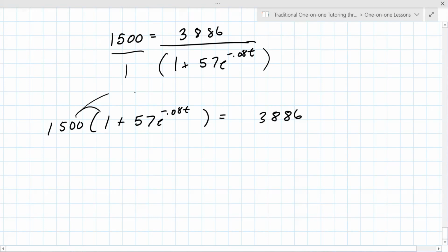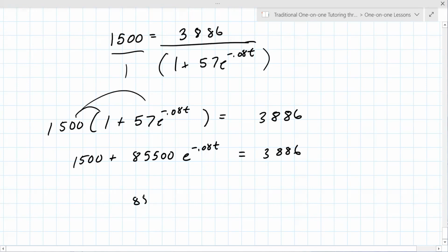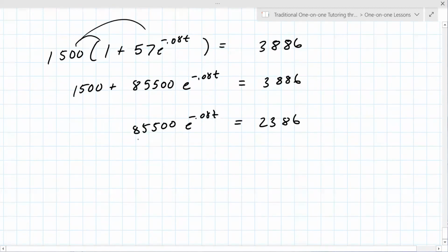Okay, and then you distribute in 1500 plus, and I'm going to use a calculator because I don't know that right off the top of my head. 1500 times 57. So 85500 e to the minus 0.08 t equals 3886. Subtract 1500 from both sides. 85500 e to the minus 0.08 t equals 2386. Divide.